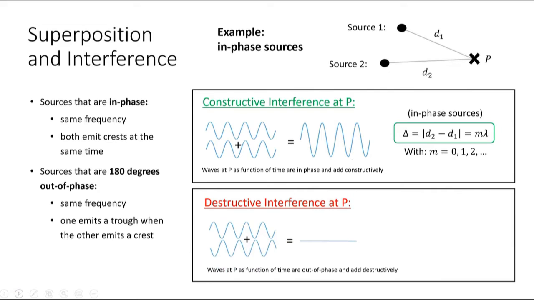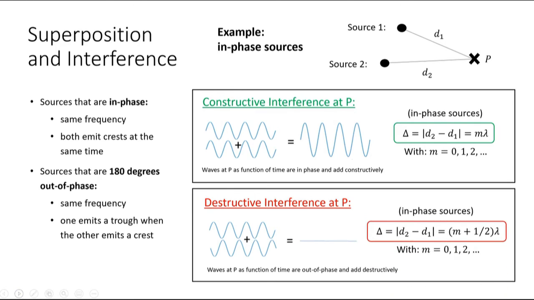If instead we want to get destructive interference at point P, then what we need, remember, is that our waves arrive so that one is at a peak when the other one is at a trough. In other words, we need our waves to arrive 180 degrees out of phase from one another. Remember, the condition for our waves being 180 degrees out of phase from each other was that they were shifted relative to each other by some integer plus 1/2 of a wavelength. And so the condition for destructive interference at point P is that the difference in the distances traveled by our two waves is equal to some integer plus 1/2 multiplied by a wavelength.